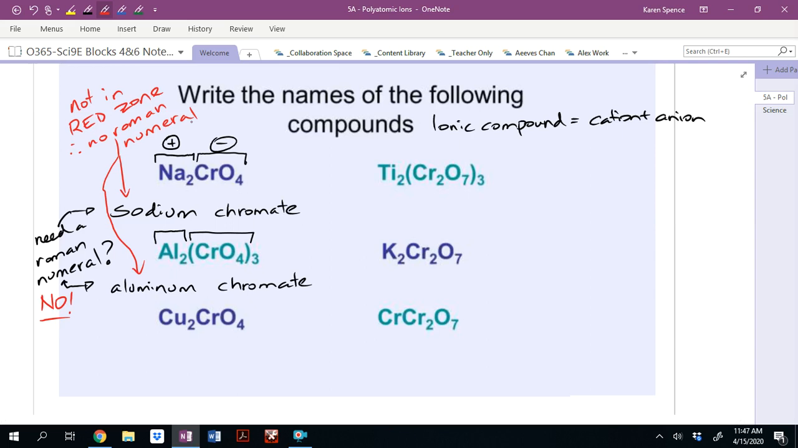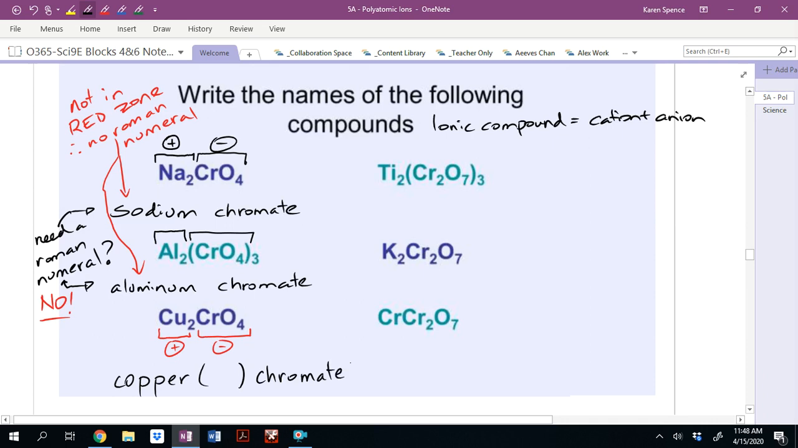All right, now for our next one, we have Cu, which is copper. That is our positive ion. Our negative ion is the CrO4. Cu is copper. Now copper is in the red zone, so it's going to be copper something chromate.